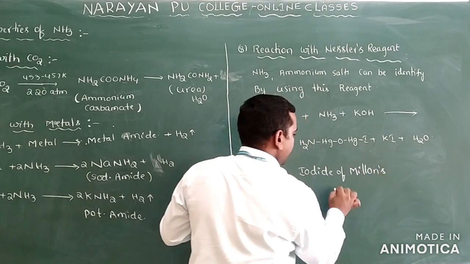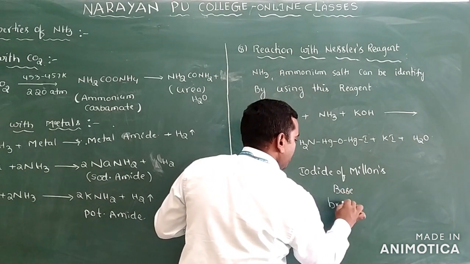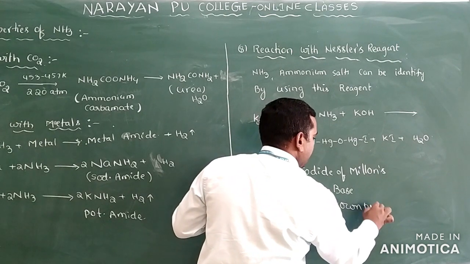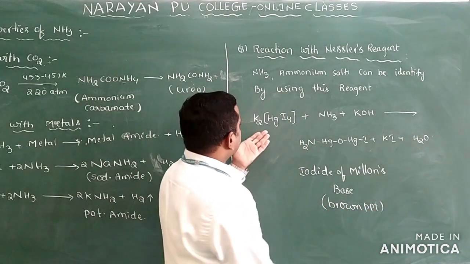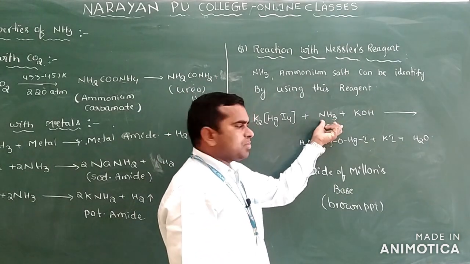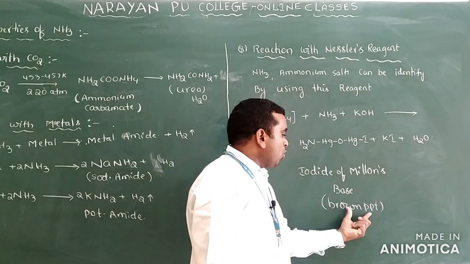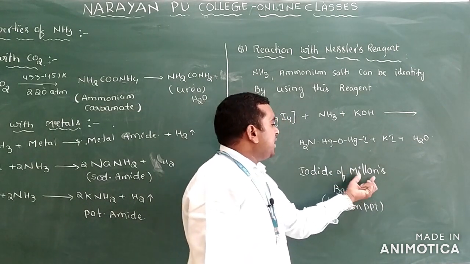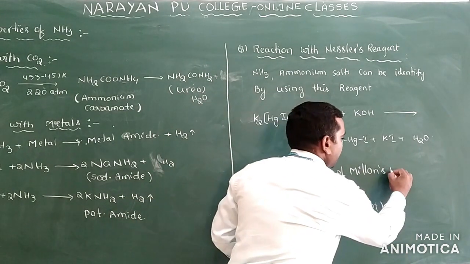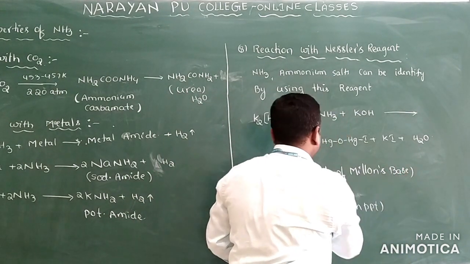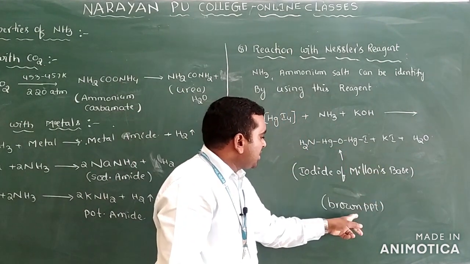Iodide of which one here? Millon's base. It is a brown precipitate. That's why whenever ammonia or ammonium salts react with Nessler's reagent, it gives a brown precipitate of the iodide of Millon's base. Millon's base, you don't write "base" twice here. This is clear? So which color precipitate will we get? Brown precipitate.